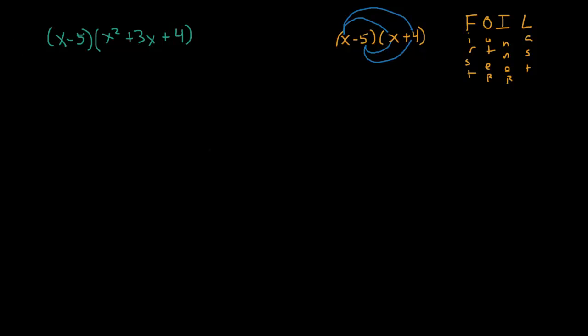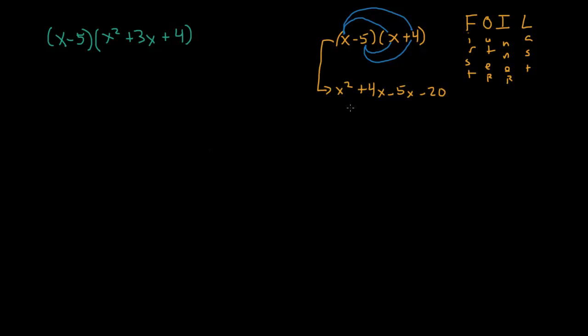So the solution here, so what's x times x? Well, x times x is x squared. So let's say here, it's x squared. X times 4 is 4x. Negative 5 times x is minus 5x. And then negative 5 times 4 is negative 20.